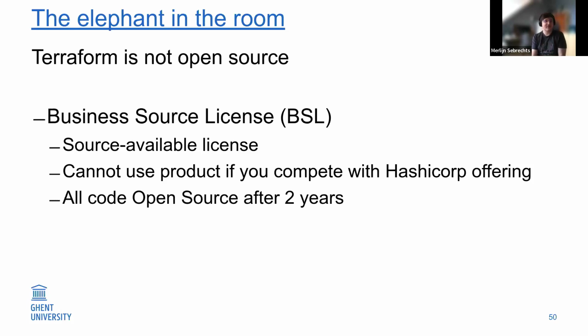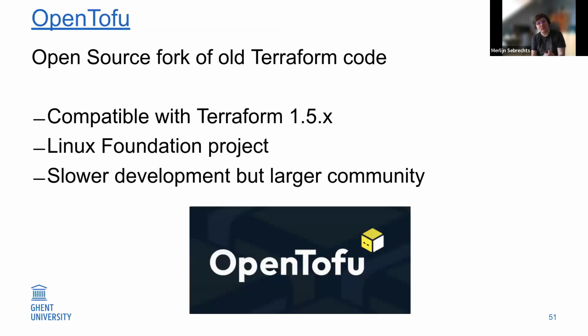If HashiCorp, the company, ever goes out of business, all code that is a part of Terraform becomes open source after 2 years after it's been created. However, if you want to keep using Terraform, even though you have a business that's competing with certain products of HashiCorp, you can actually just use OpenTofu.